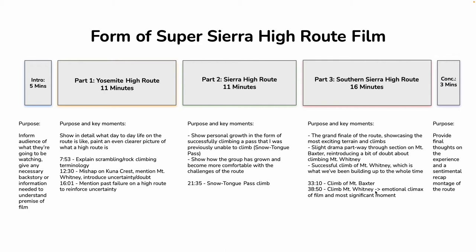Mount Whitney. Mount Whitney is the high point and basically the end of the route, and therefore it is the logical high point and climax of the film. So throughout the documentary, I'm going to be mentioning Mount Whitney multiple times just to keep it sort of fresh in the audience's mind. So that when we finally arrive at Mount Whitney, it's kind of this big emotional moment, and it makes sense, and it feels kind of justified and well-earned.